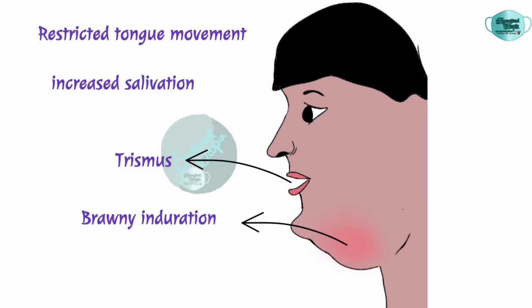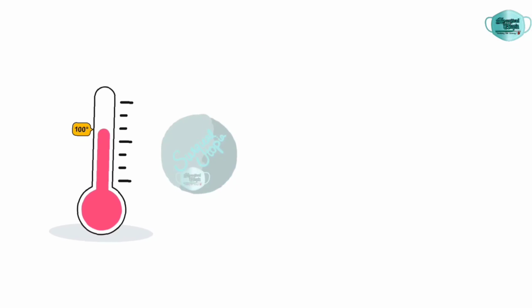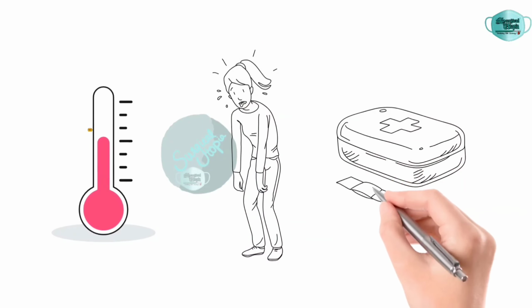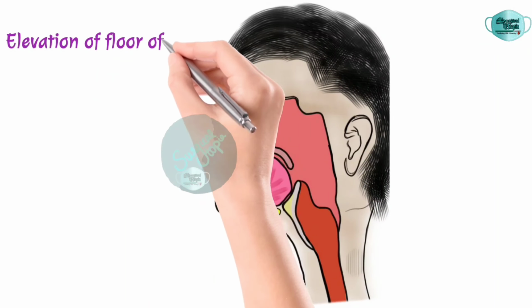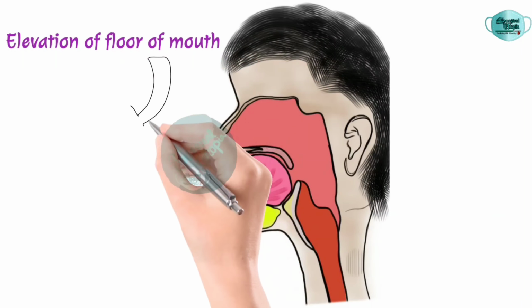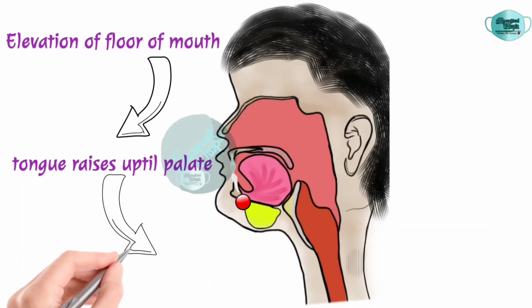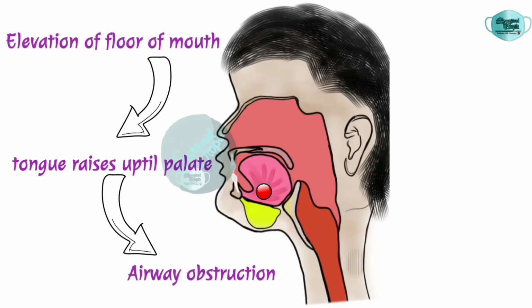The patient will have chills and fevers, and there will be difficulty in swallowing and breathing as there is obstruction of the airway. Ludwig angina can become fatal if not treated at the proper time, as it involves the spaces in the floor of the mouth, that too bilaterally, which results in elevation of the floor of the mouth, due to which the tongue comes into contact with the palate and there is obstruction of the airways.